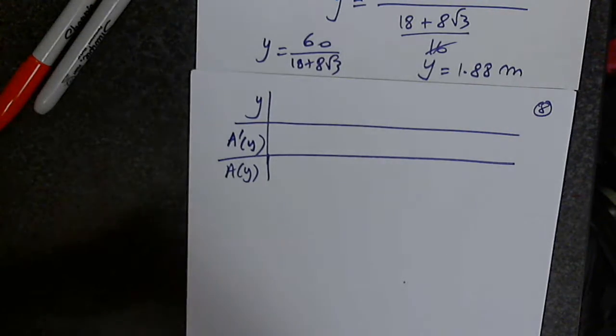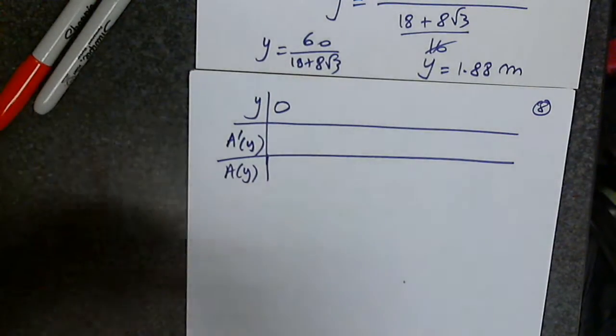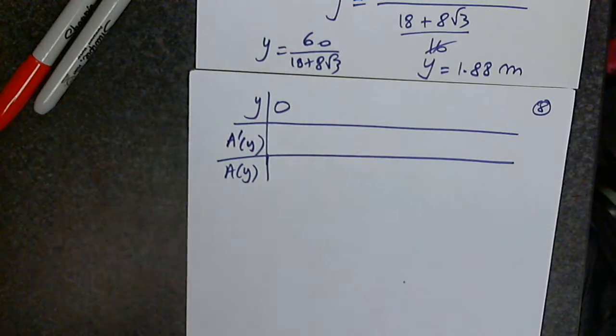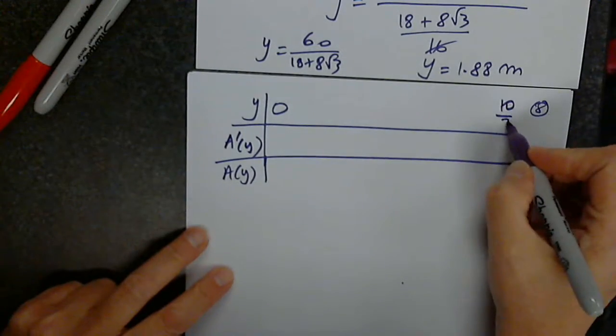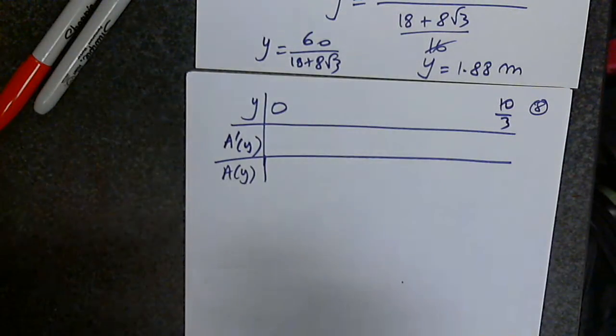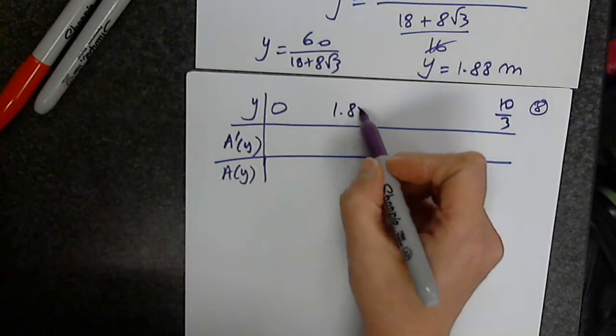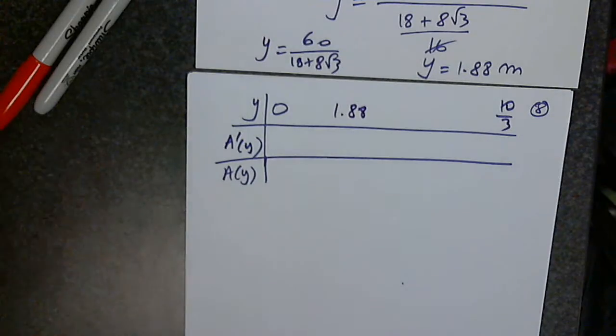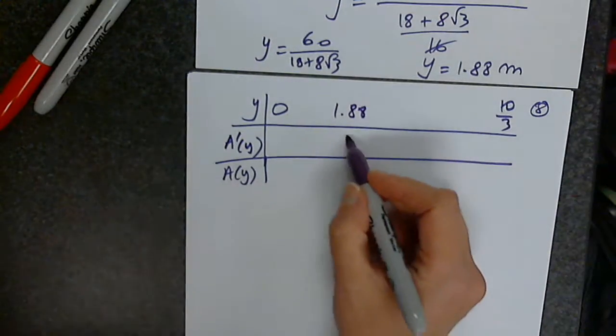Okay, so it can be 0. What is the maximum possible y? 3 1/3. Right, because it means that I don't have the square, and the maximum possible will be 10 divided by 3. You'll agree that this is the domain of this function, for sure. So this is 1.88. This is 3 and 1/3, right? 3.33. Good. So this is 0.